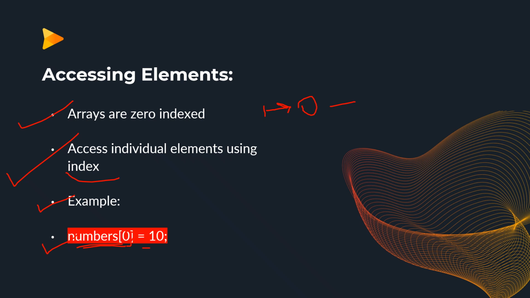We can also perform a write operation. We are storing 10 at our first position. The first position is known as 0. So numbers[0] = 10, and 10 is going to be stored at the first position of this array. In this way we can write a value, and we can also access or get the value.